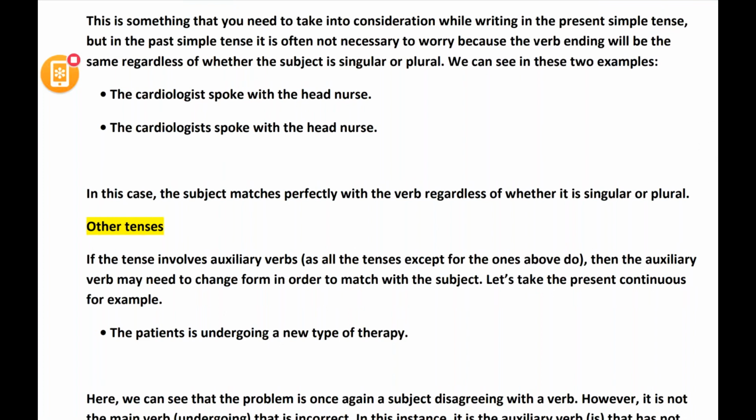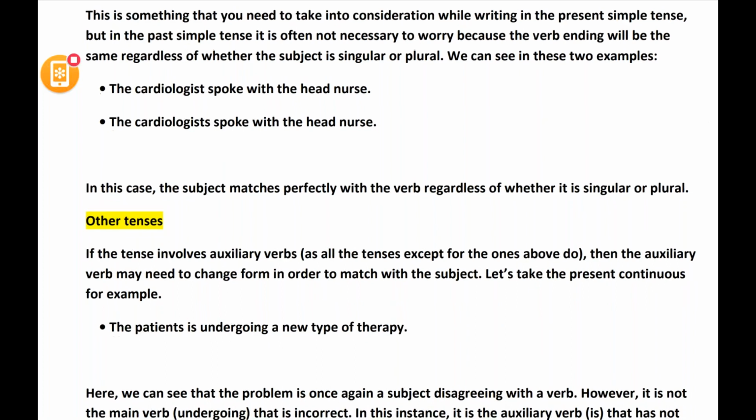Patient is a noun. What is the verb? Is is an auxiliary verb, and undergoing is the verb. It is a continuous tense. Undergo, underwent, undergone. This is undergo, the first form, plus ing, undergoing. So this is a verb.